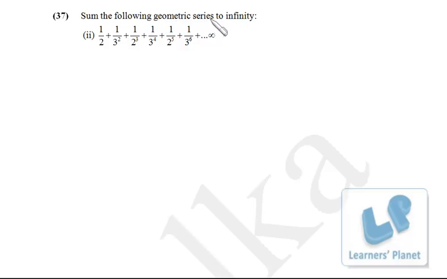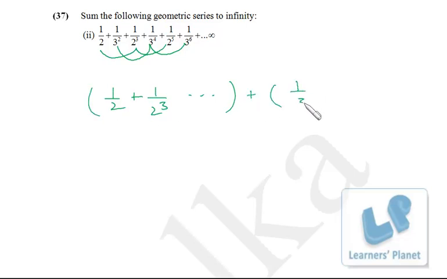Sum the following geometric series to infinity. Now you should be able to observe that it is a combination of two infinite series. This is the one series and this is the second. So you just write down like this, 1 upon 2, 1 upon 2 cubed and so on, plus 1 upon 3 squared plus 1 upon 3 to the fourth and so on up to infinity, right? So what will be the sum of this?